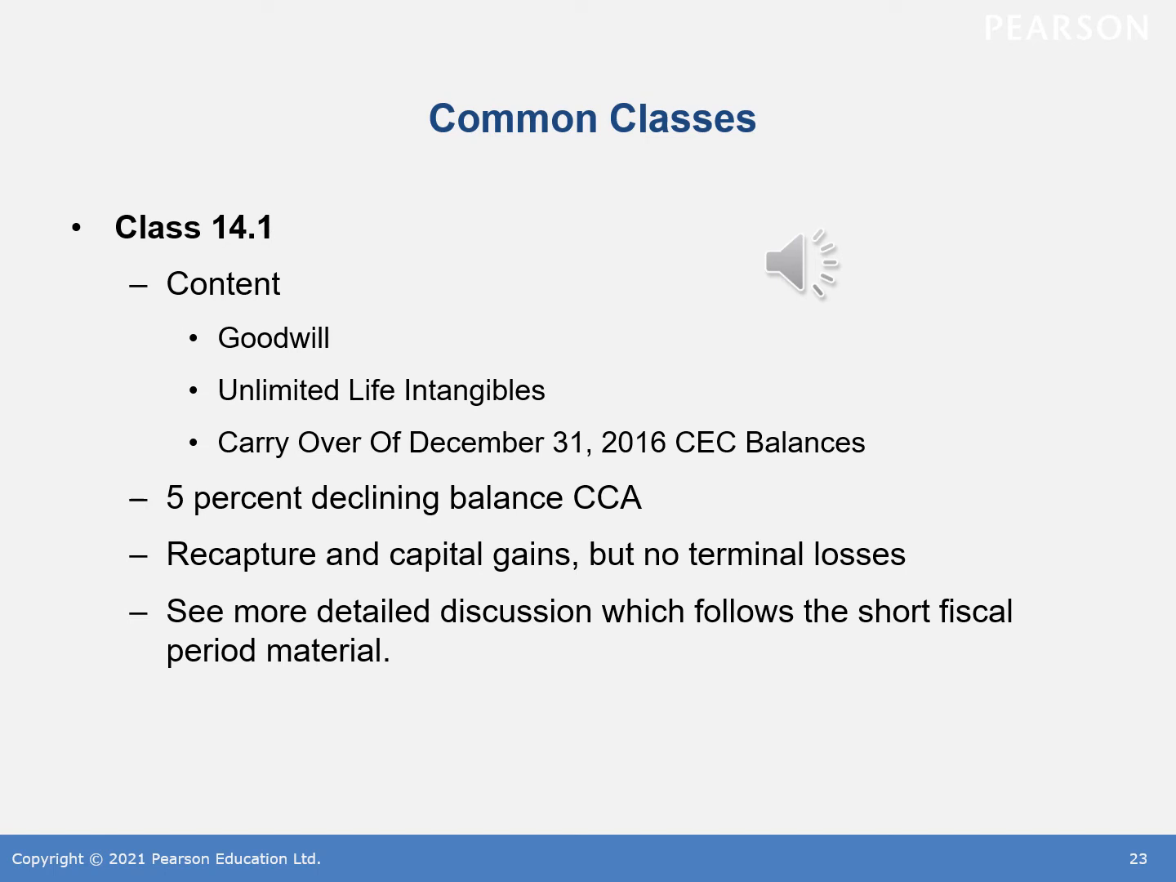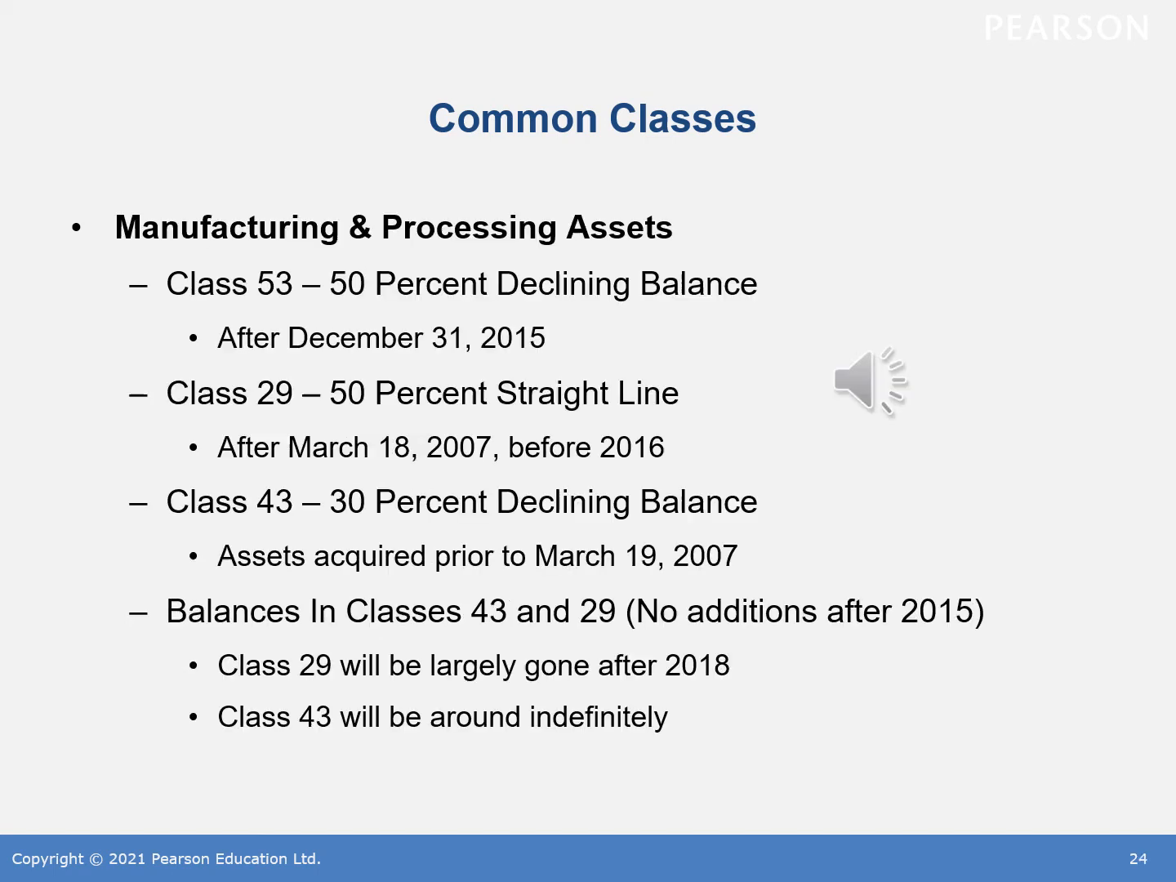Class 14.1 includes goodwill, unlimited life intangibles, and then a carryover of the December 31st, 2016 CEC balances that we talked about. They have a 5% declining balance CCA. There are options or situations where you have a recapture and capital gains, and there'll be a more detailed discussion later on after the short fiscal period material.